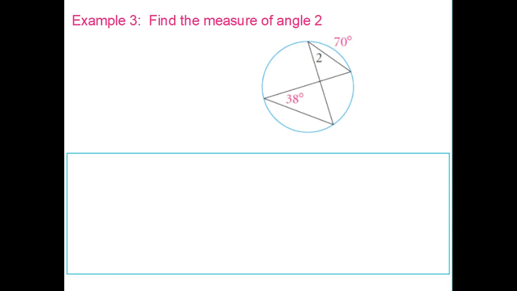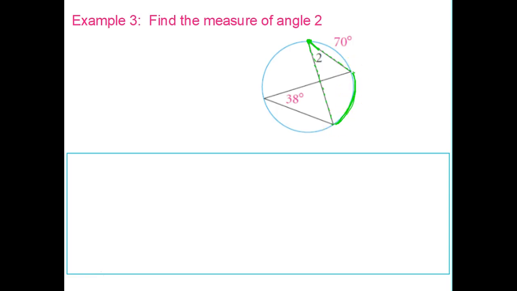All right, so the next example that we're going to look at is we're going to find the measure of angle 2. So angle 2 is this angle right here, which is an inscribed angle because its vertex is on the circle. So in order to find that angle, we have to know what its intercepted arc is. So if we follow these sides out to where they hit the circle, we can see that this is the intercepted arc.